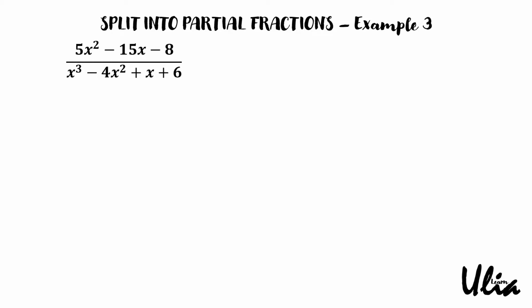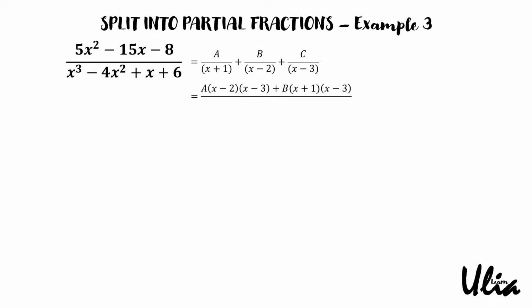So let's move to that. You'll get a over x plus 1 plus b over x minus 2 plus c over x minus 3. But still, you need to find the values of a, b and c. So you can use these 3 fractions further, and you'll get a into x minus 2 and x minus 3 plus b into x plus 1, x minus 3 plus c into x plus 1, x minus 2, with the common denominator x plus 1, x minus 2 and x minus 3.